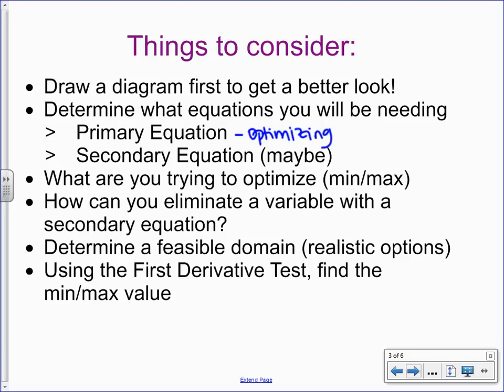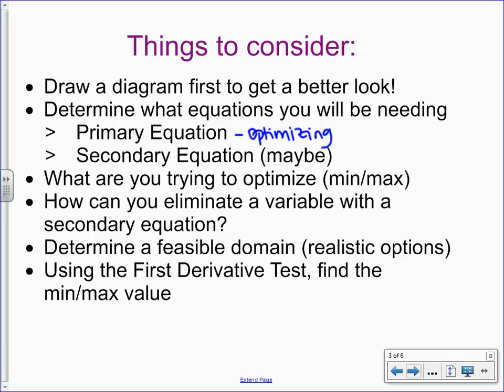We can't take a derivative. Well, we can, but to use the first derivative test, we need our function to be in terms of one variable, so we can take the derivative and find a minimum and maximum. So it's possible that we're going to have to eliminate a variable using a secondary equation. So if we have one equation with x and y and a second equation with x and y, we can use that second equation to help us rewrite the first in terms of just x.